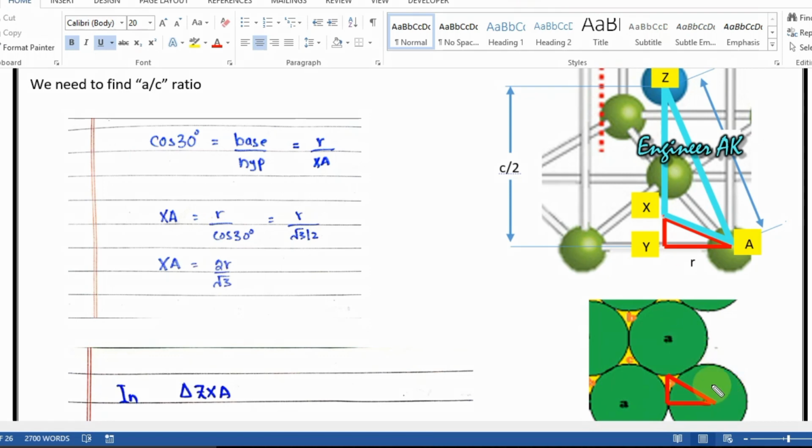Actually it's a 2D model, but if we see it in a 3D model, these atoms are touching each other, and this line, if I show you how this line is made, it was something like this, right? So from here to here it was r, and from here till here it was r. So before we have taken a equals 2r, and that's why I have taken this distance as a. And I have named this triangle XYA.